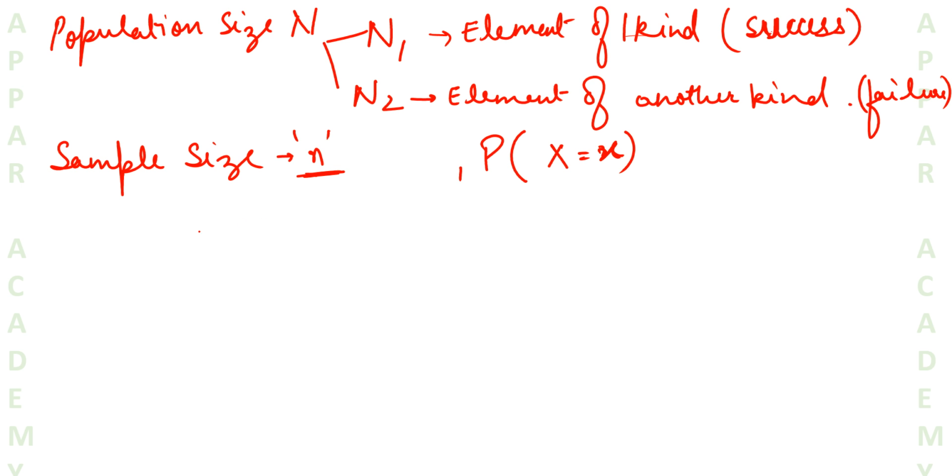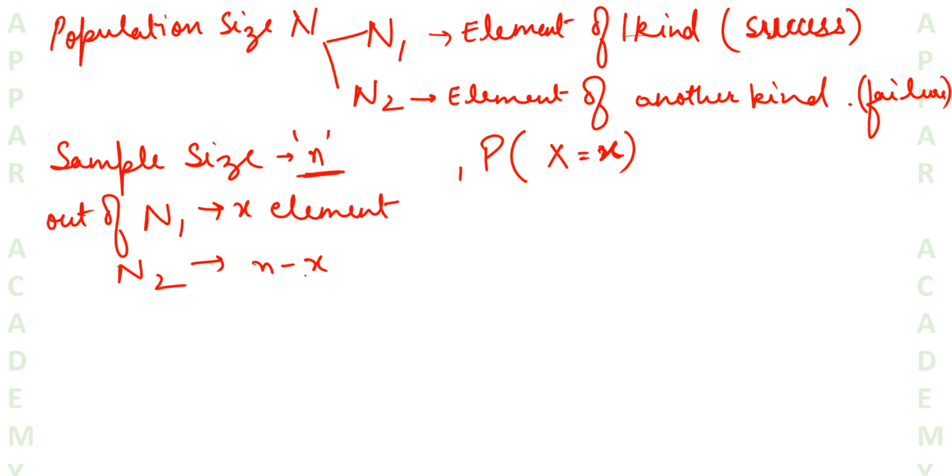Now if x elements are chosen out of n1, then it's quite obvious that out of n2, I want n minus x elements, right? Because I'm picking up n elements in total out of the population. I'm saying I want x elements to be of kind n1. So for n2, obviously out of the sample, if I deduct all the elements of n1 kind, I'll get n minus x elements of n2 kind. So now I need the probability that X is equal to x.